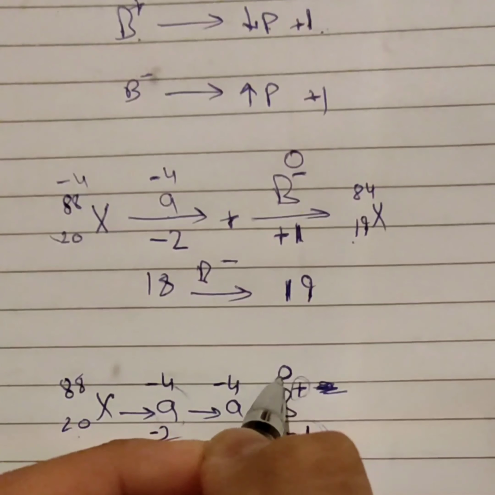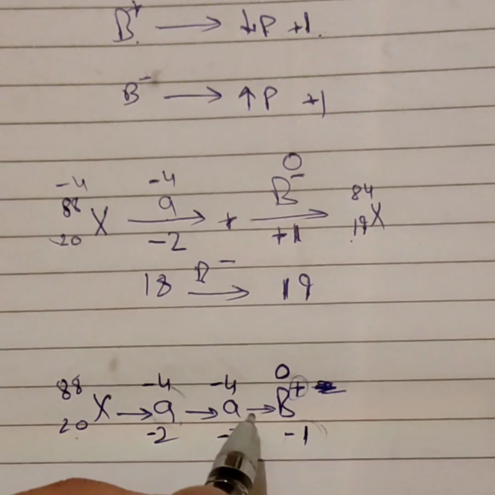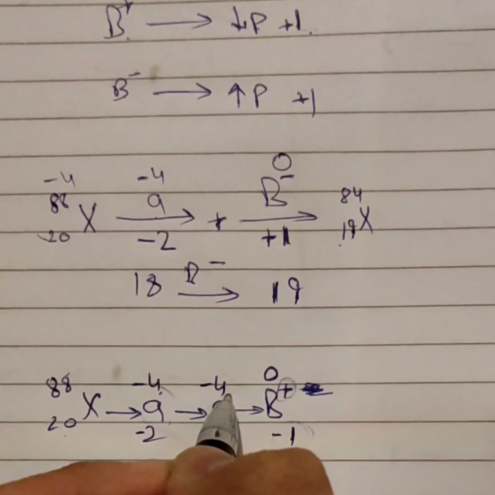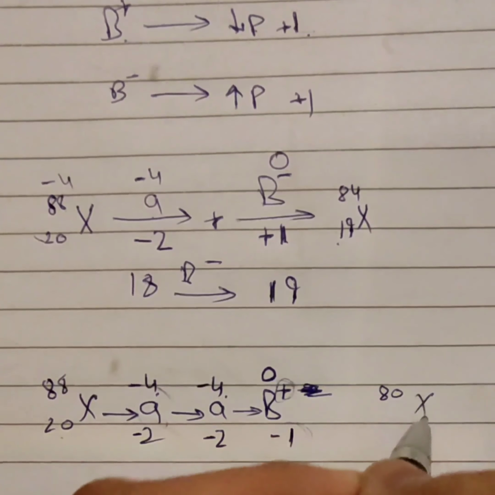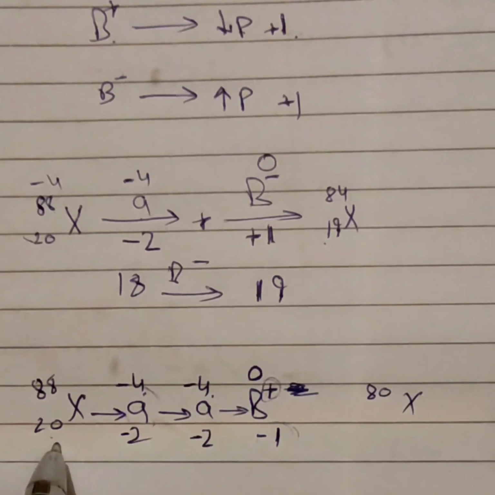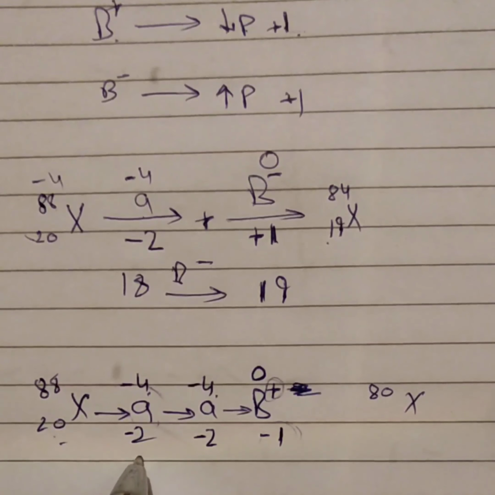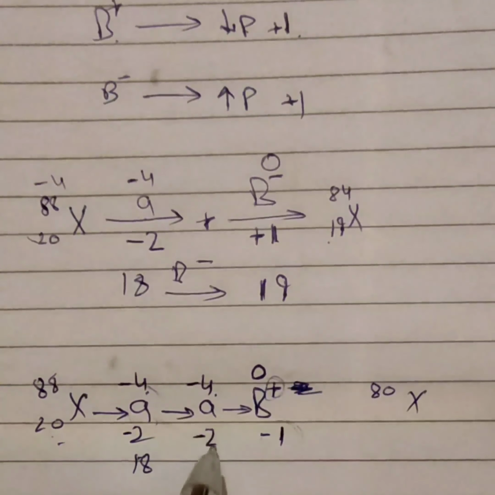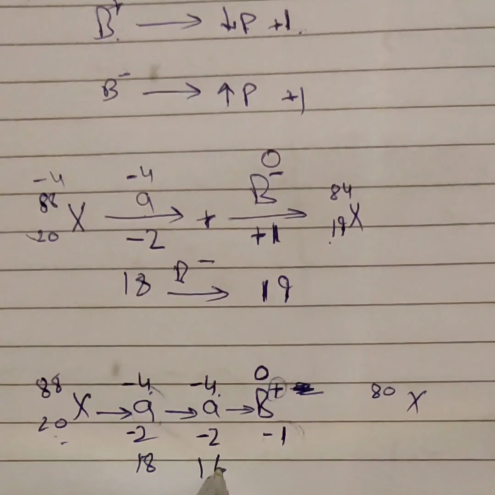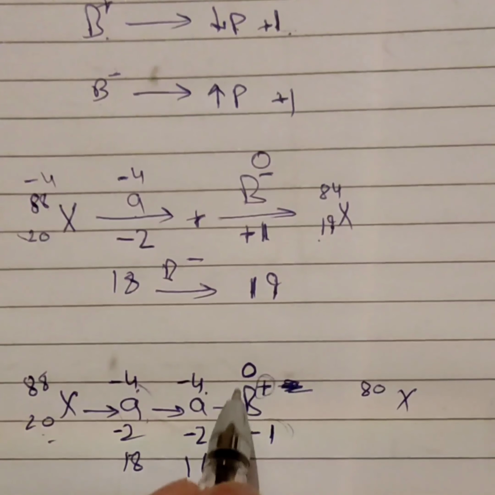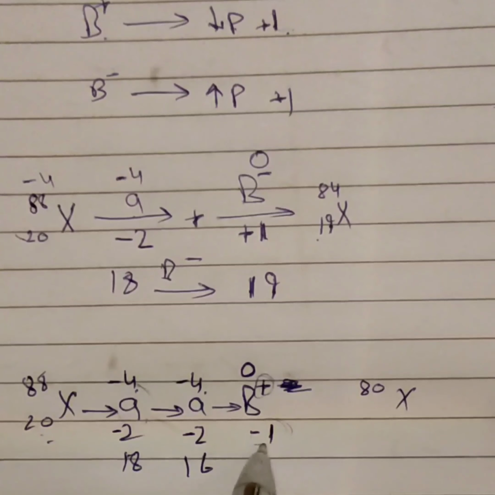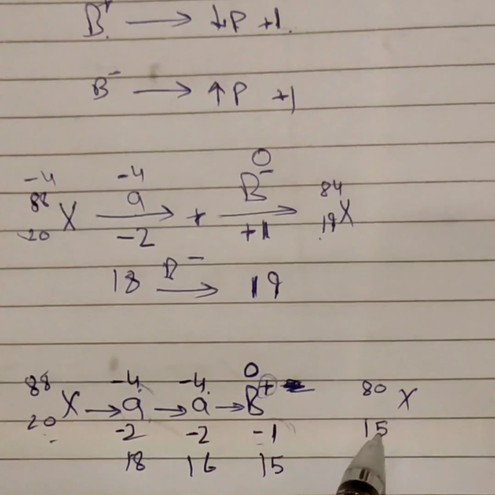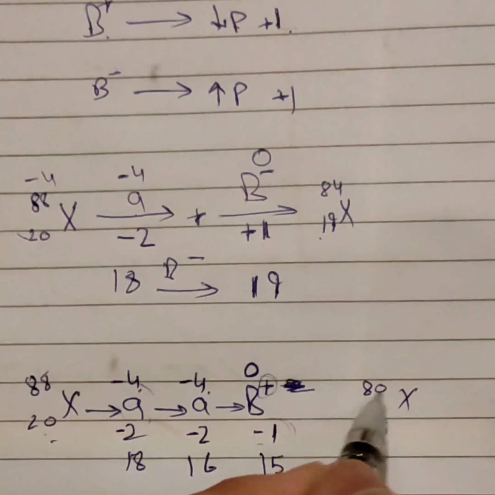And the mass number would not change. So the final product would be 88 minus 4 minus 4, that would be 80. And this 20 first undergoes the alpha decay, which is 18 as the proton number here. Then it undergoes another alpha decay, so it becomes 16. Then it undergoes beta positive, the proton number decreases by 1, so it becomes 15. Therefore, this would be 15 proton number, and mass number would be 80.